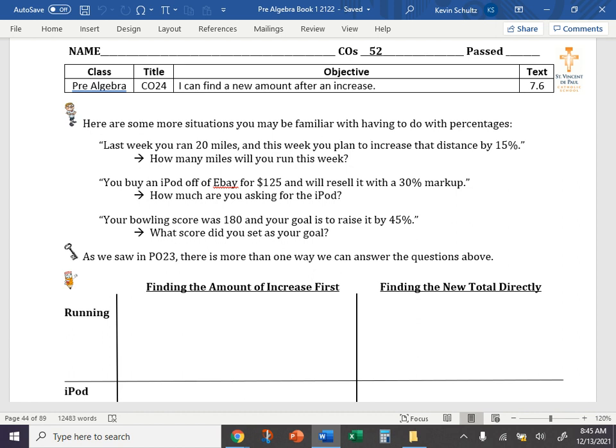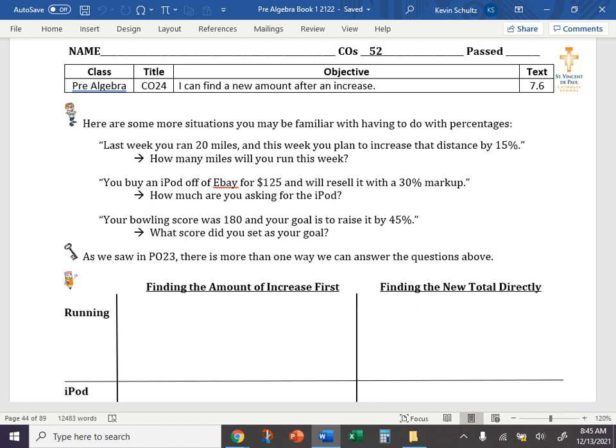For example, last week you ran 20 miles, and this week you plan to increase that distance by 15%. How many miles will you run this week? You buy an iPod off eBay for $125 and will resell it with a 30% markup. How much will you be selling the iPod for? Your bowling score was 180 and your goal is to raise it by 45%. What score are you setting as your goal?